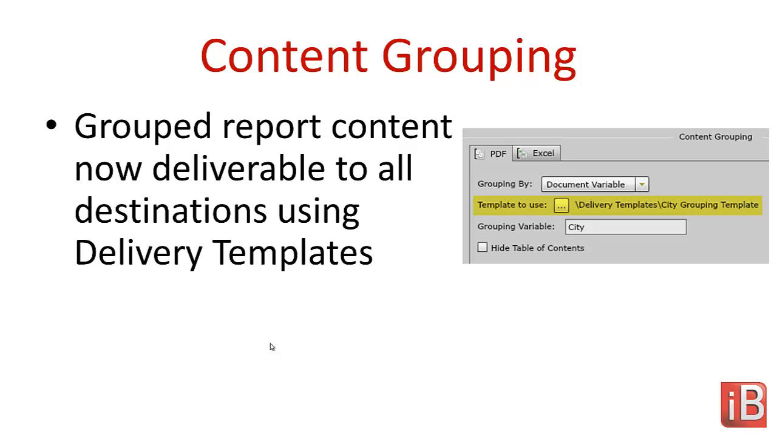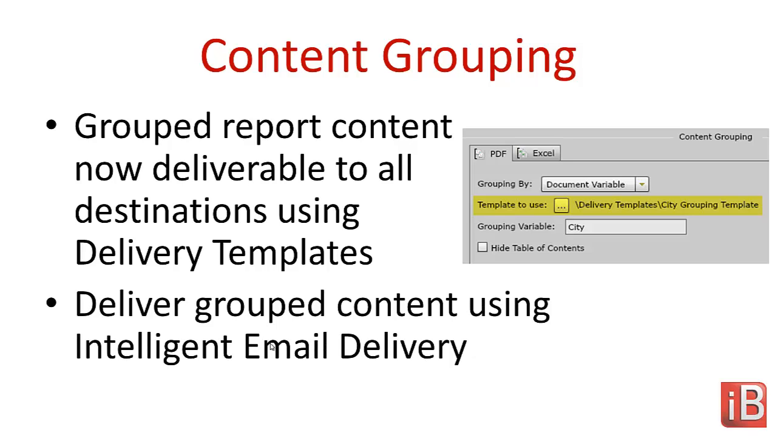A delivery template is used to predefine a delivery, both the format and destination, and then that template can be reused in a burst. You can now use the delivery template at the content grouping level. So now it is possible to deliver grouped content to any destination supported by InfoBurst, including destinations like SharePoint. You can send to the BusinessObjects portal, or as we'll look at in a moment, we can do things like intelligent email delivery of bursted grouped content.